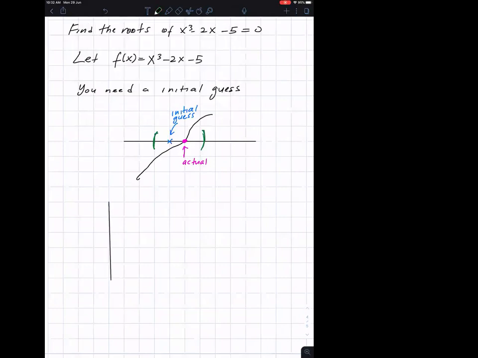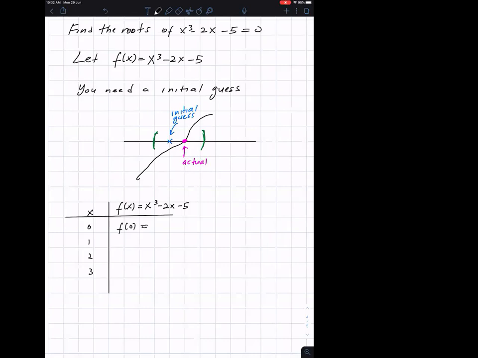Let's generate a table of values for the function. This is a polynomial function, x cubed minus 2x minus 5. For the x values, we can start from 0, 1. It's up to you, you can start from -1. But I'm going to start from 0, 1, 2, and so forth, and 3. Then plug into the function.